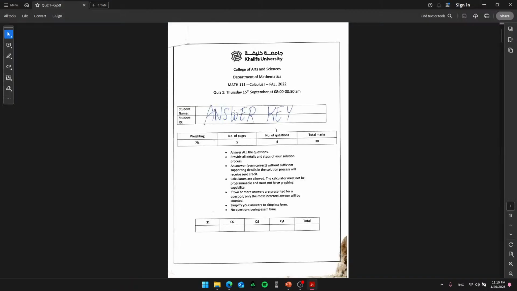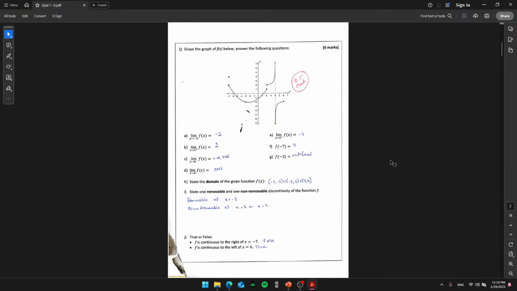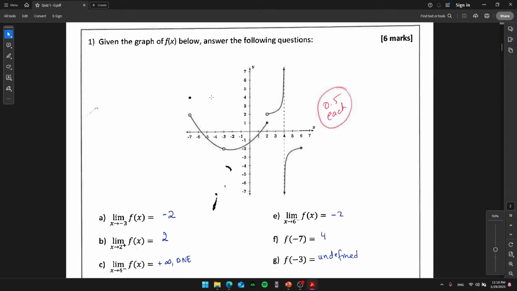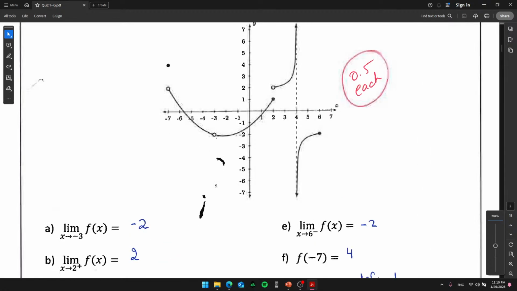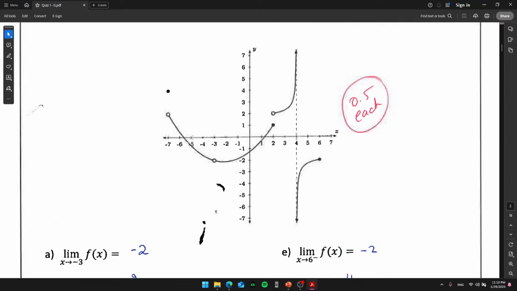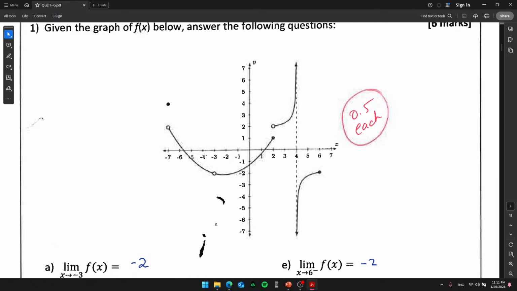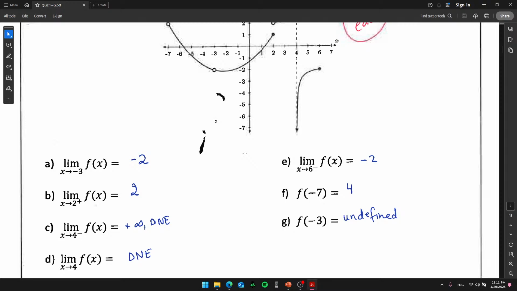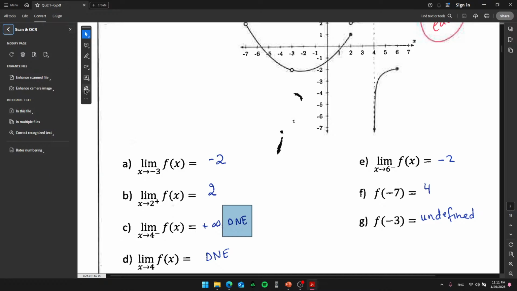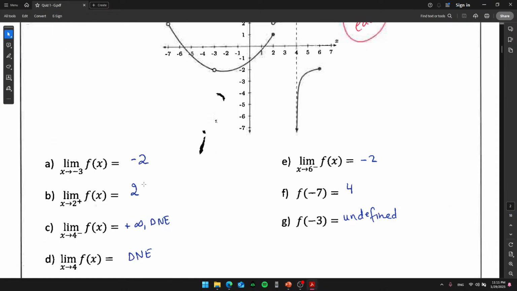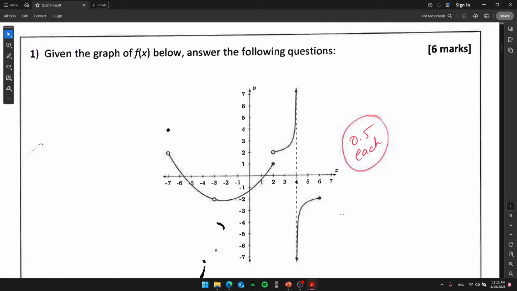Quiz G. Okay, let's go through it. -3 is -2, correct. 2 from the right is 2. 4 from the left, close to infinity. Okay, this is wrong. Close to infinity and just stay. Bruh. Does not exist. 4 does not exist.